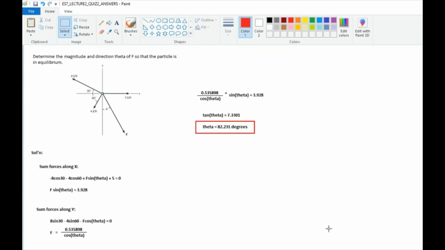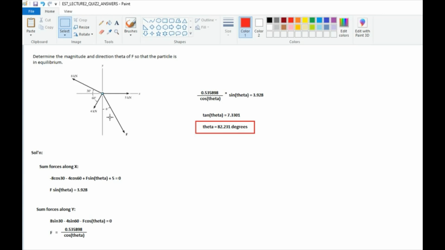Next, determine the magnitude and direction theta of F so that the particle is in equilibrium. This is very easy, guys. So, hindi na natin kailangan i-redraw, no? So, yan na yan. Yan na yung pinaka-free body diagram din natin.